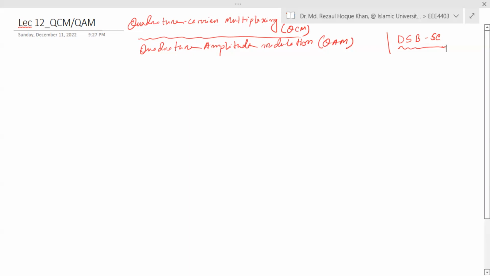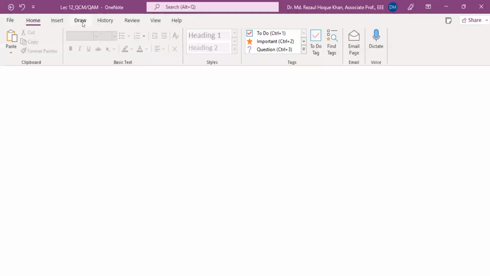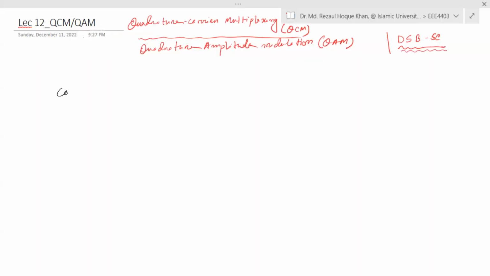Let us consider two carrier signals, because there are multiple carriers here. This is used in double sideband suppressed carrier to transmit two message signals by using two different carriers. For example, they can be cos 2 pi fct, or sine 2 pi fct.